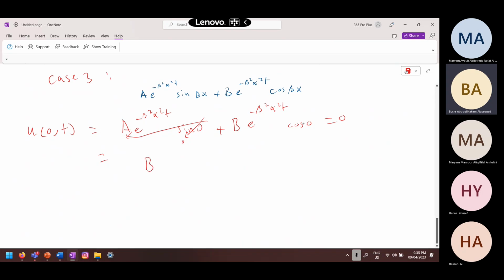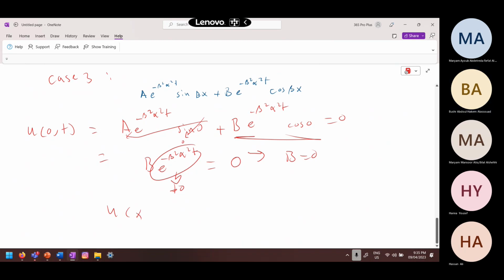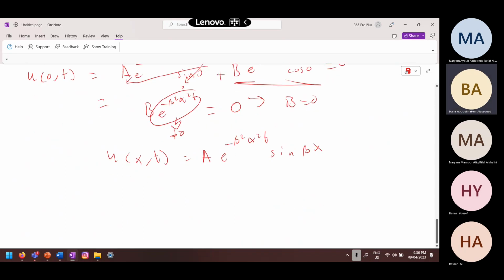So this will leave you with B e to the beta square alpha square t, and cosine zero is basically one, is equal to zero. This means that B is equal to zero, because this solution is not equal to zero. B is equal to zero for this part of the solution to be canceled. This one is not canceled. A is not canceled. Again, A is not canceled. Now, our new function is x of t, A e to the power negative beta square alpha square t sine beta x. This is our new function.